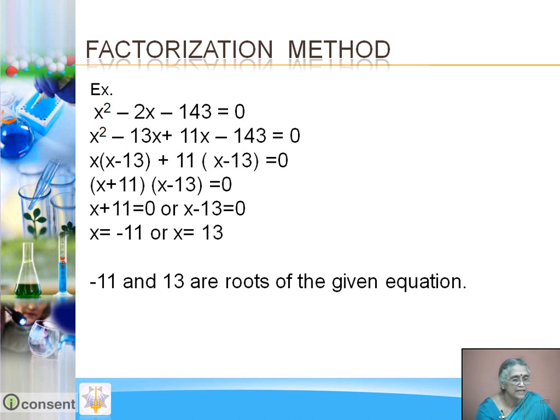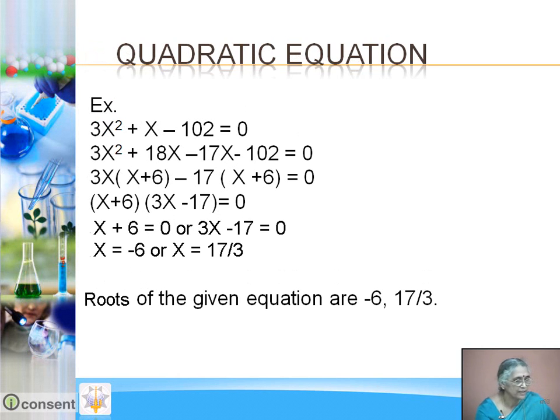That is x into bracket x minus 13 plus 11 into bracket x minus 13 is equal to 0. Therefore, x plus 11 into another bracket x minus 13 is equal to 0. Obviously, the roots are x is equal to minus 11 and x is equal to 13. Now one more example.